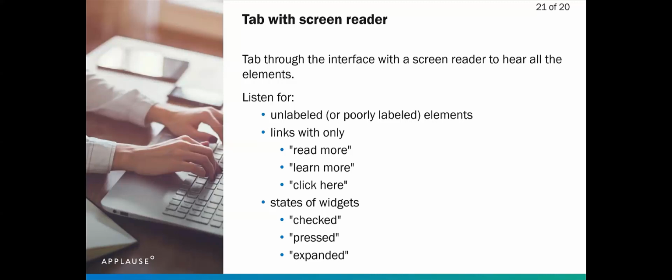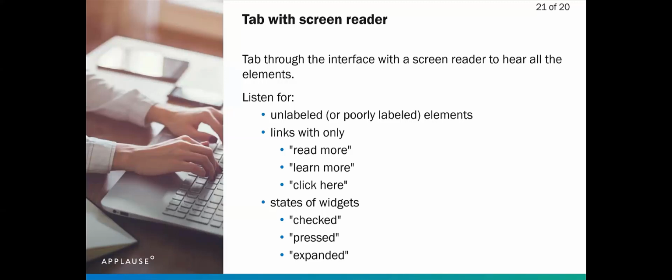And you also want to listen for any elements that may not have context to them. Oftentimes, like on a news site, you'll see a short snippet of a news story, and then at the end it'll say read more. Well, if that's all it says, read more, read more, read more, I'm not quite sure what I'm reading more about. And so you want to have a little more context with that link.